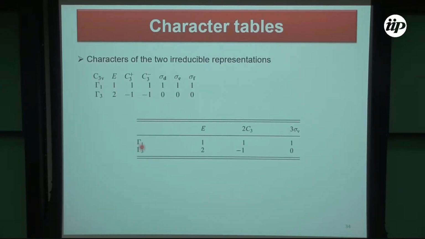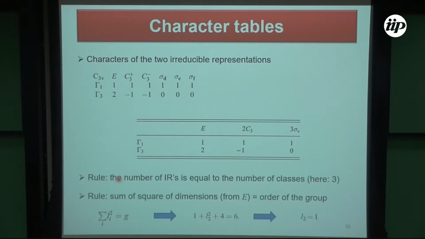Okay, so here's the thing. I have these two irreducible representations, and I have the characters of gamma 1 and the characters of gamma 3. This gamma 1 is the totally symmetric representation. All right, but there's something that I have to take into account. There's a rule. The number of irreducible representations is equal to the number of classes. For example, I have three classes. One class is the identity, the other one is the C3, and the other one is the mirror, the sigma V, the vertical mirror.